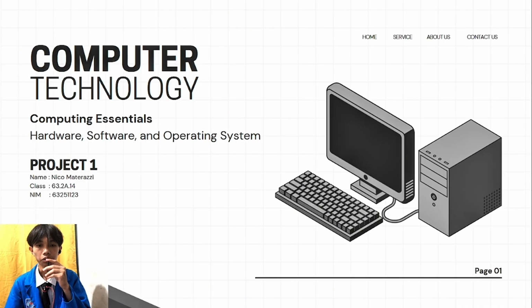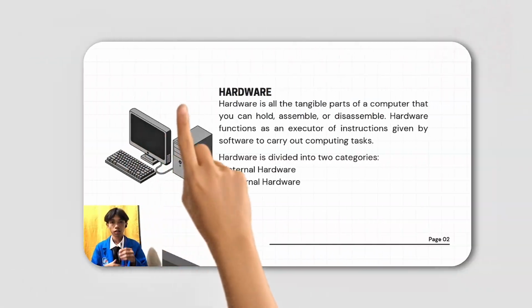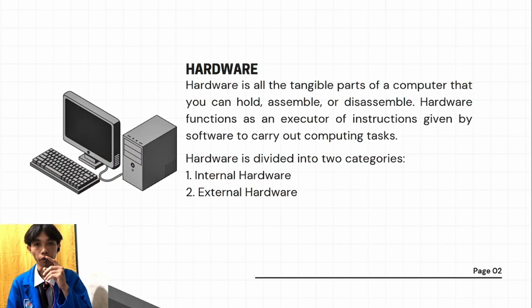I is Class 63.2A.14. So today I would like to present my project about computing essentials. We will talk about how hardware, software, and operating system work together. Alright, let's go. First, hardware.